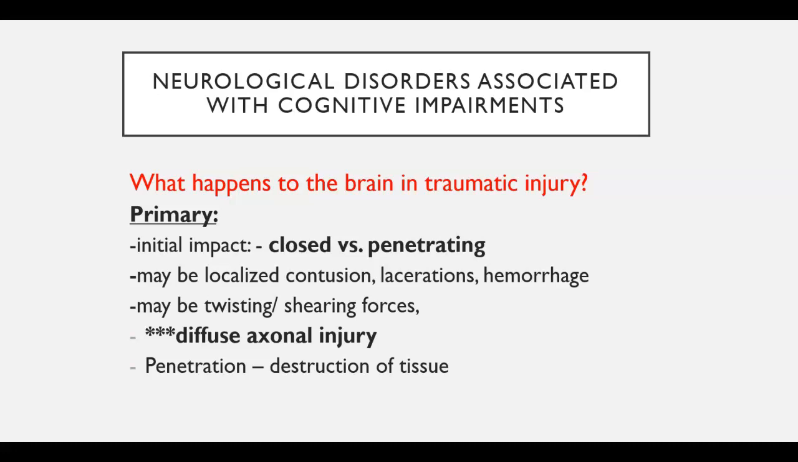Okay. Also, if there's penetration, in addition to the actual impact, you would have destruction of tissue. Again, imagine a bullet going through the skull and into the brain and destroying all the tissue in its path. You could also have something like an ice pick, unfortunately, that could penetrate the skull and the brain as well.